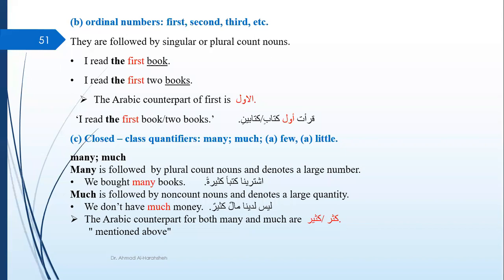So we call it closed class quantifiers. طبعا many, a few, also we use it with few, we use it with count nouns. مثلا there are few students passed the exam. طلاب قليلون نجحوا في الاختبار. أو قلة من الطلاب نجحوا في الاختبار. تمام.